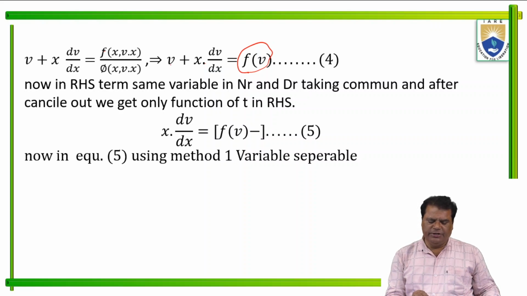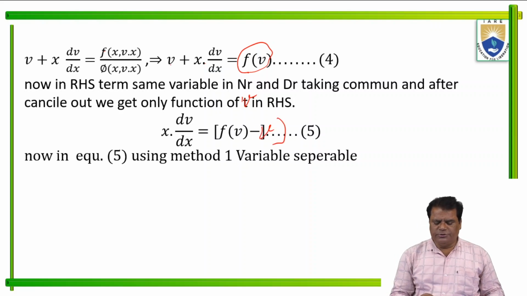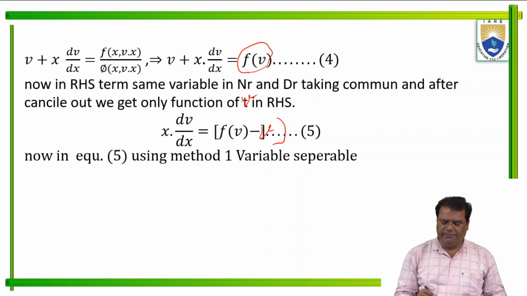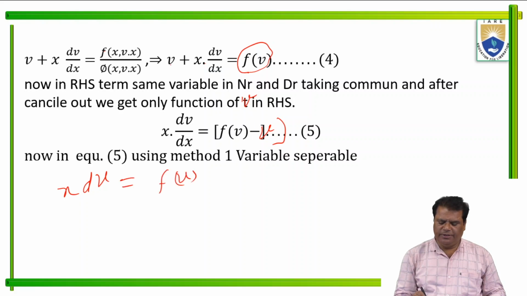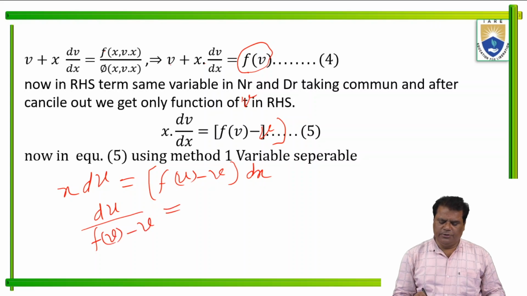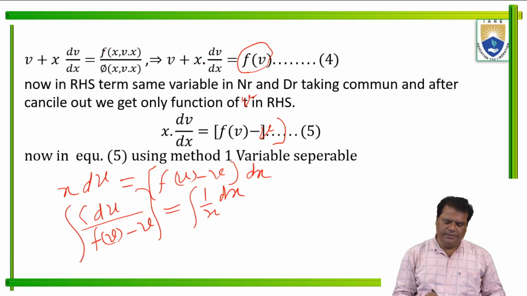Okay, so now x dv/dx = f(v) - v. So now, equation 5, using method 1, variable separable, is integrable. Now dv/(f(v) - v) = dx/x. The variables are separated, then we integrate both sides.